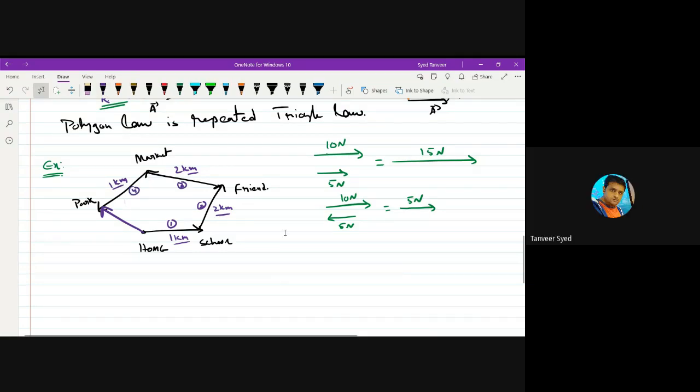Someone has to mute their audio. Taufik, mute your audio.